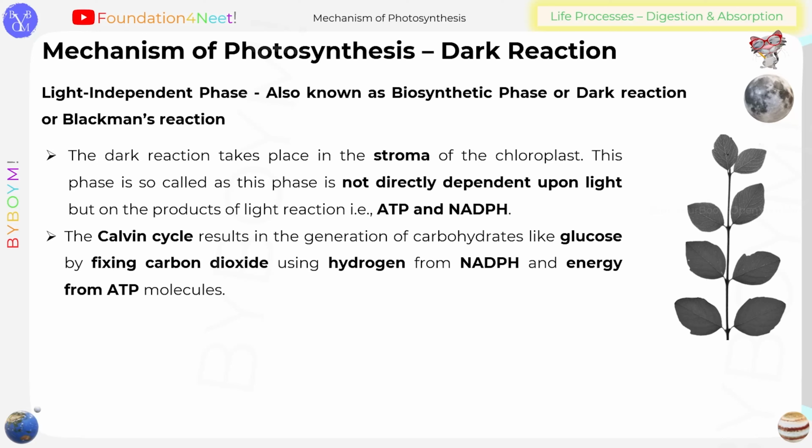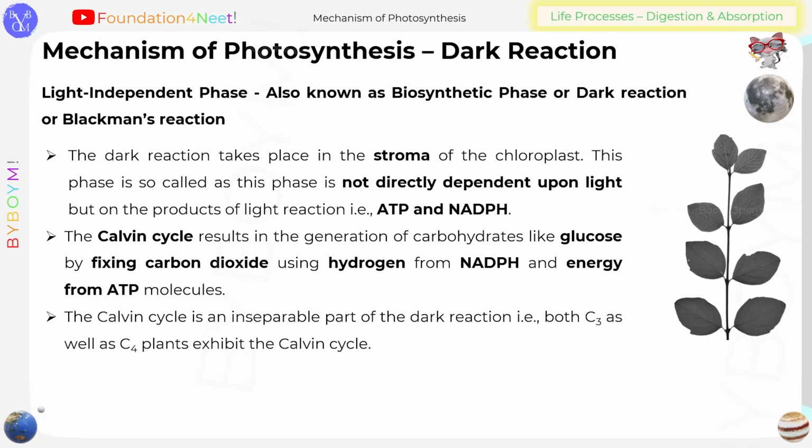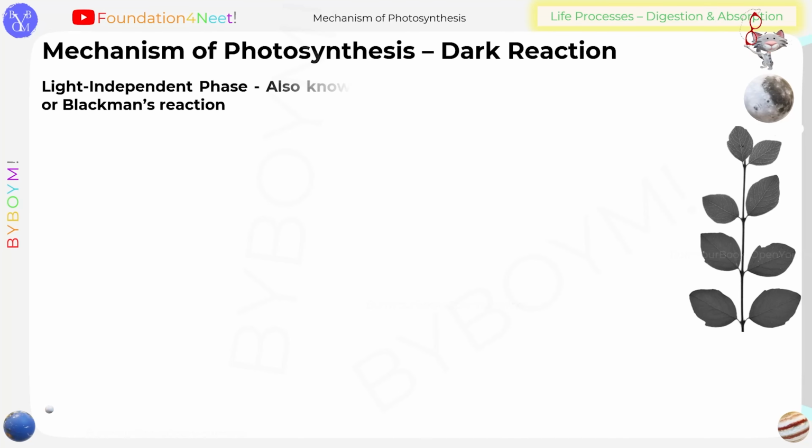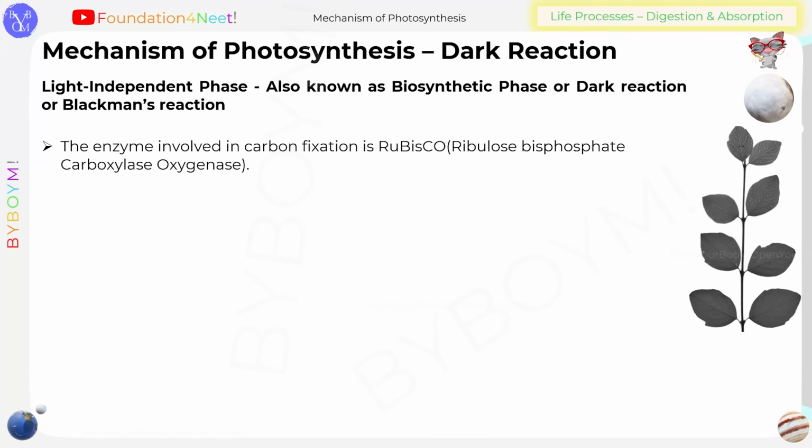So there is a cycle, a number of steps, a number of reactions that fix carbon dioxide utilizing hydrogen from NADPH and energy from ATP molecules. This Calvin cycle fixes carbon dioxide. So the carbon dioxide from the atmosphere is converted into glucose. The Calvin cycle is an inseparable part of the dark reaction. So both C3 as well as C4 plants would show the Calvin cycle. The enzyme that is involved in the Calvin cycle is rubisco, ribulose bisphosphate carboxylase oxygenase. This is the most abundant protein in the biosphere.